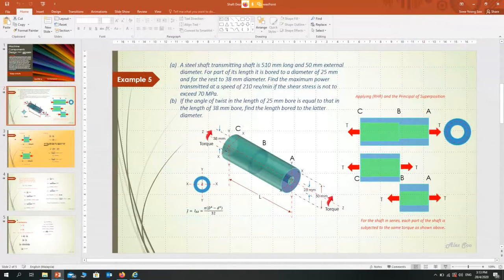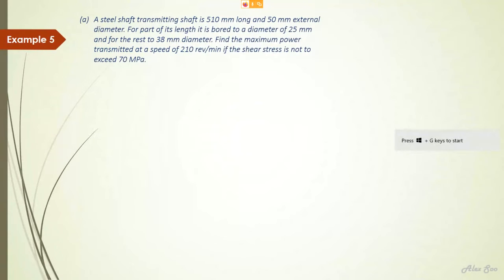Now here, let me read out the question. A steel transmitting shaft, 510 mm long and 50 mm external diameter, for part of its length is bored, that means drilled, to a diameter of 25 mm, and for the rest to 38 millimeter diameter.